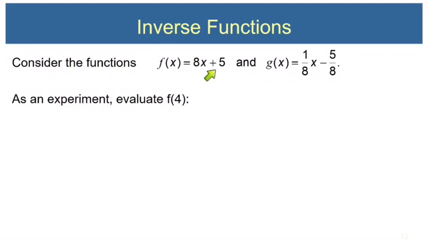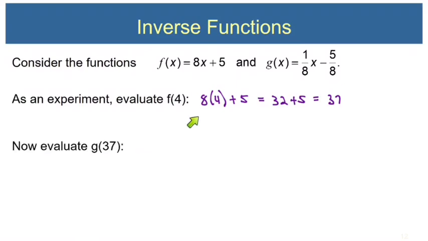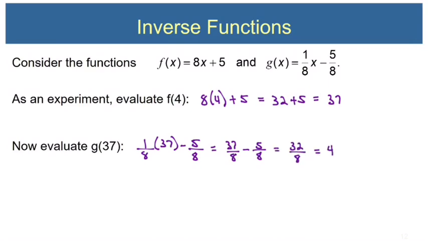So I have two functions here, f of x and g of x. And as an experiment, let's evaluate f of 4. So we're going to plug 4 into the f function. And f of 4 is equal to 37. Now let's plug 37 into the g function. So that will be 1/8 times 37 minus 5/8. That's 37/8 minus 5/8, which is 32/8, which reduces to 4.